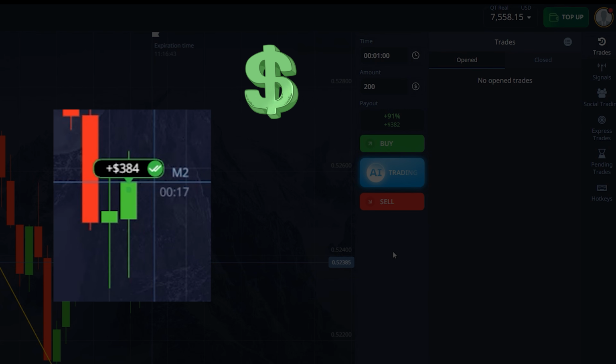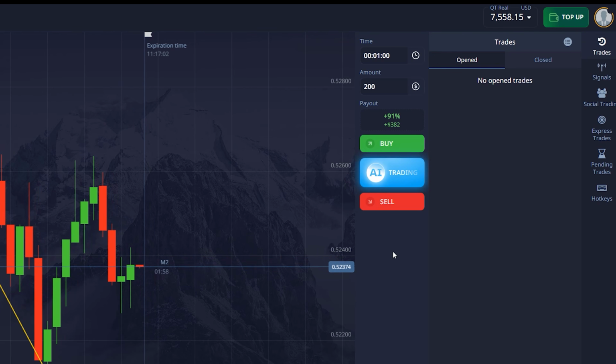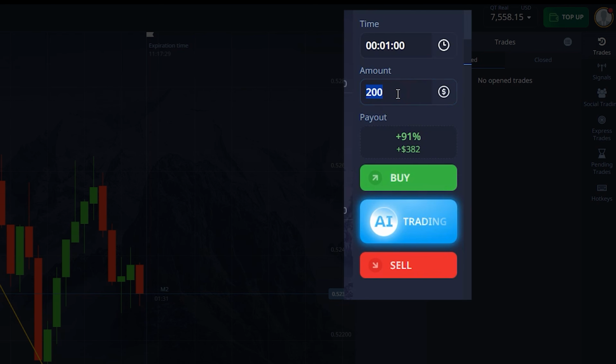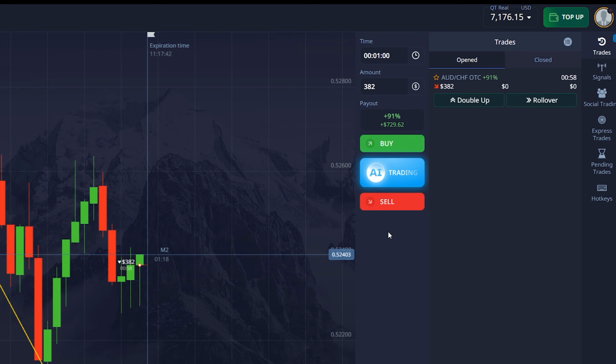The trade closed in profit. We place a bid equal to the previous win, or simply double it. The price jumped again, so we enter a sell trade.